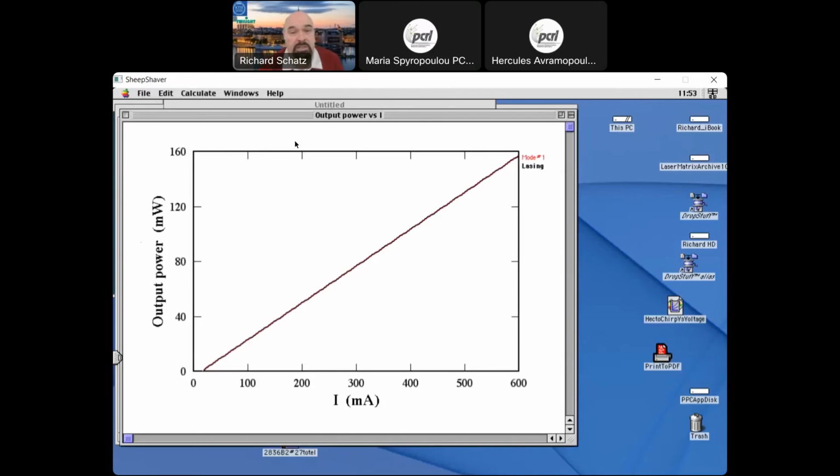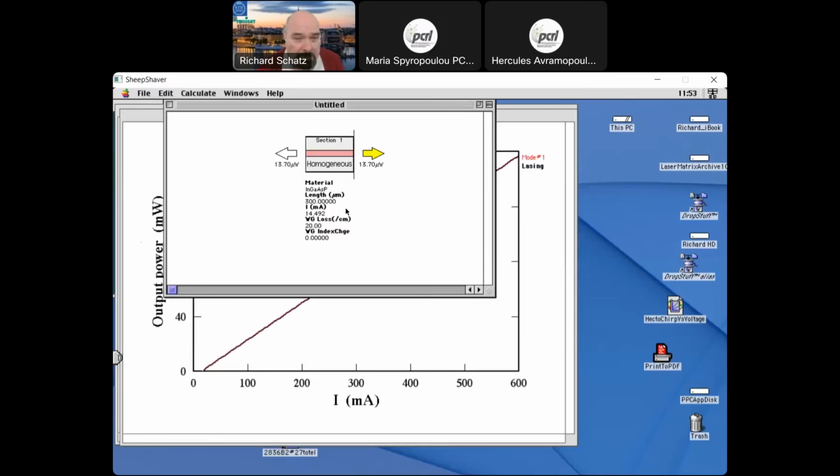And nothing happens here because thermal effects are not included now. Then you see the current just increases. 600 milliamp in a 300 micrometer long laser is quite a lot. Of course, in reality, we would get the thermal roll off.